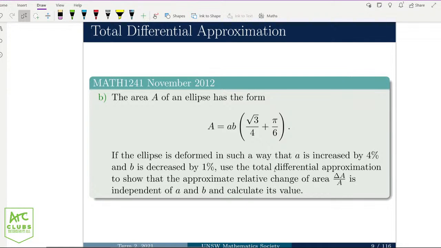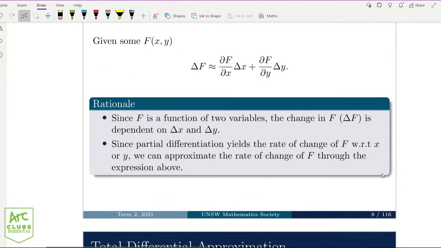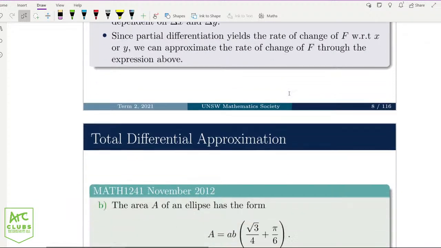Now, use the total differential approximation to show that the approximate relative change of area, which is essentially delta A on A, is independent of both a and b, and hence calculate its value. So this question tells you to apply the concept of total differential approximation. It makes sense for us to try to apply this formula to this question straight away.